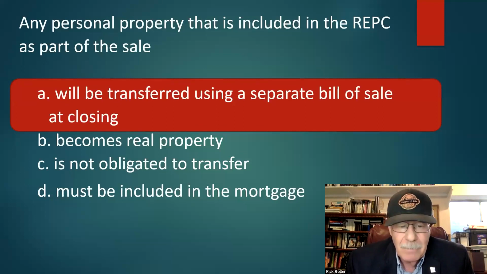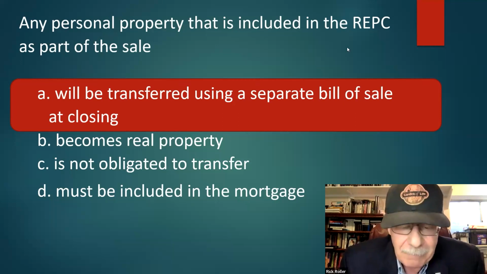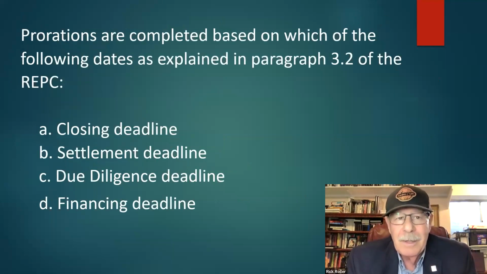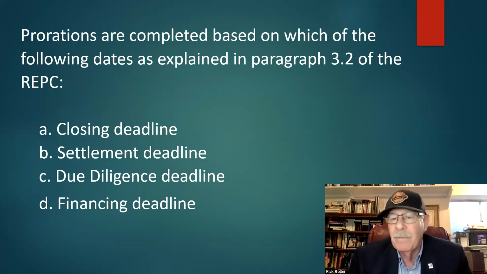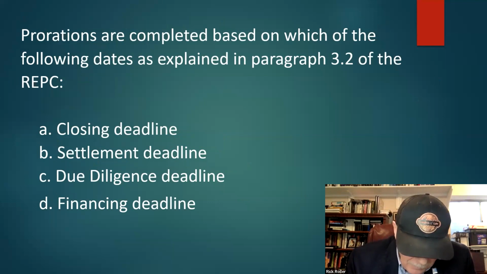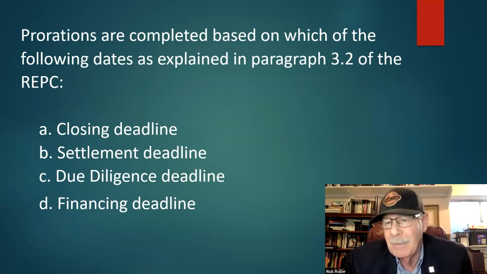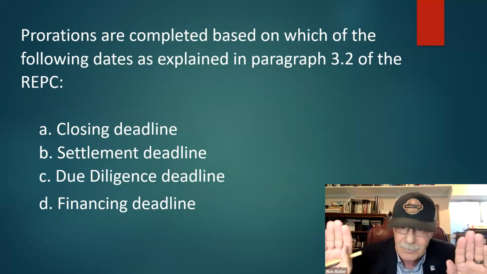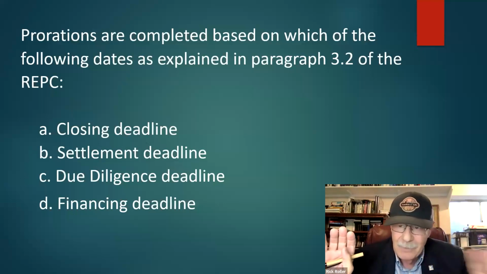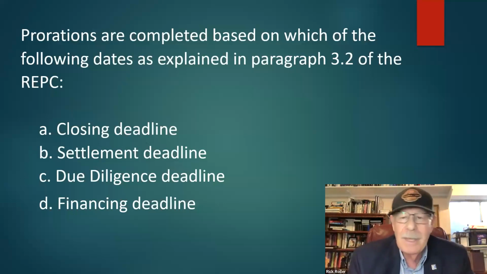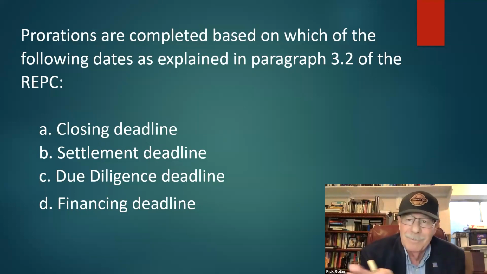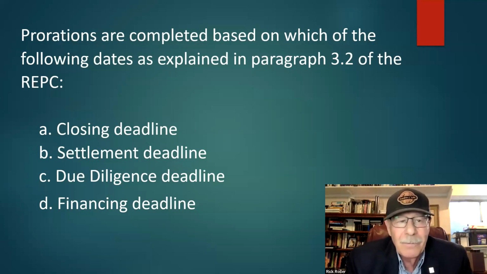Okay, good. Number 3, prorations. Prorations are completed based on which of the following dates explained in paragraph 3.2 of the REPC. Now, in order to get through this exam, it is a timed exam, and that puts you under pressure. There is part of it which is national and part of it which is state. And you must pass each of those sections independently. You can't ace one and be a little lax on the other. You have to have a passing score on both.